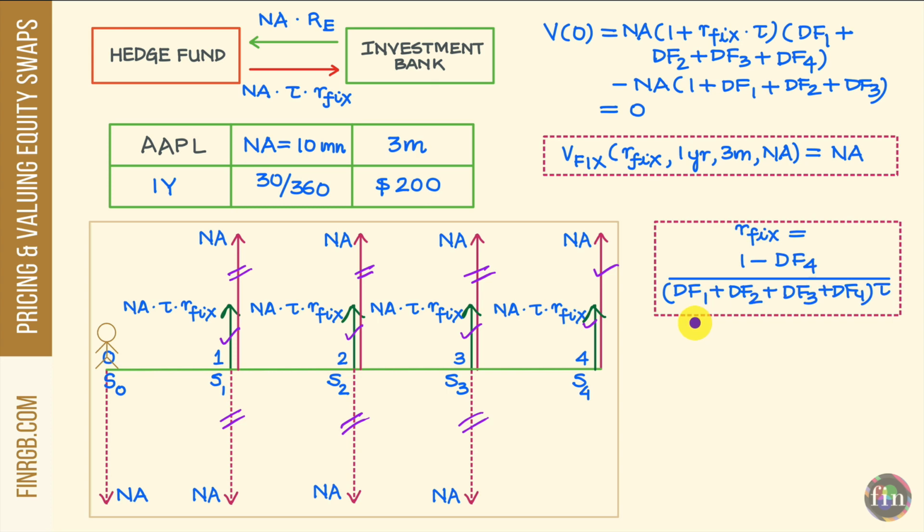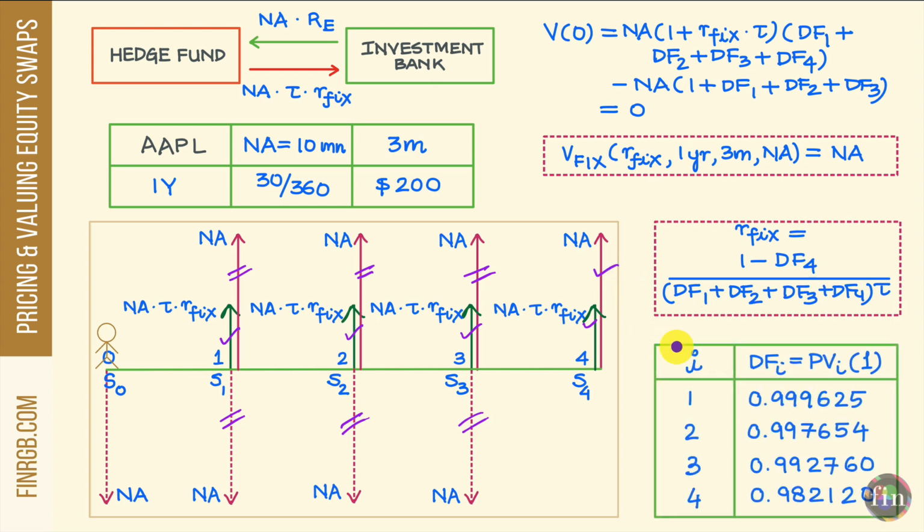Okay. Now let me very quickly give you the discount factors which I used. These are my discount factors for 3 months, 6 months, 9 months, and 12 months. You can use these values, input them into this formula, and quickly convince yourself that R fix is basically 1.8%. Okay. Now let's do this.